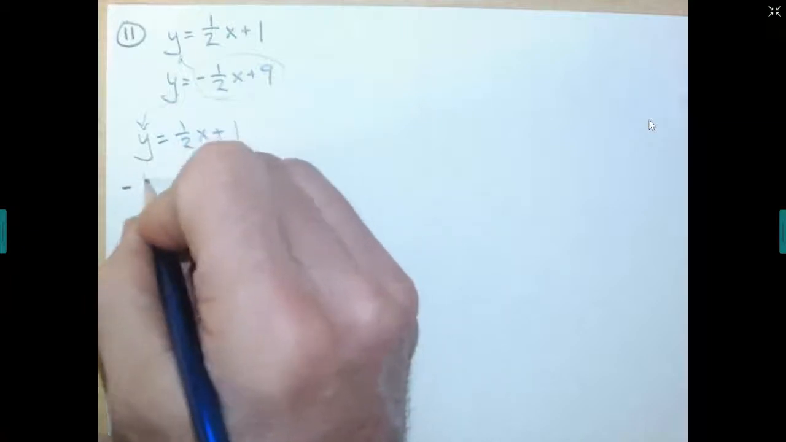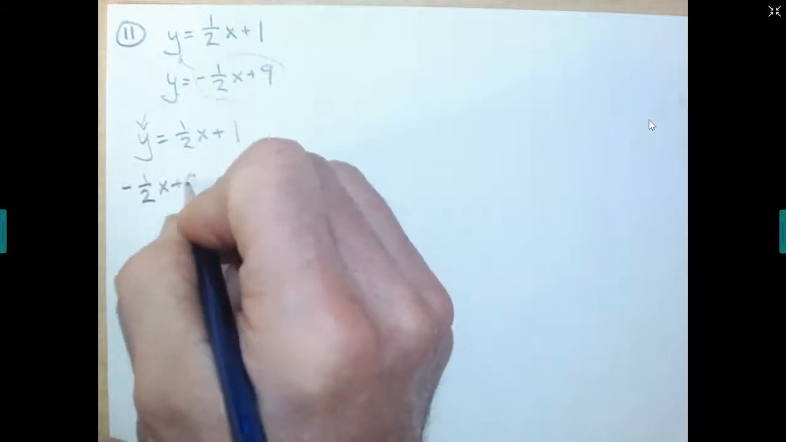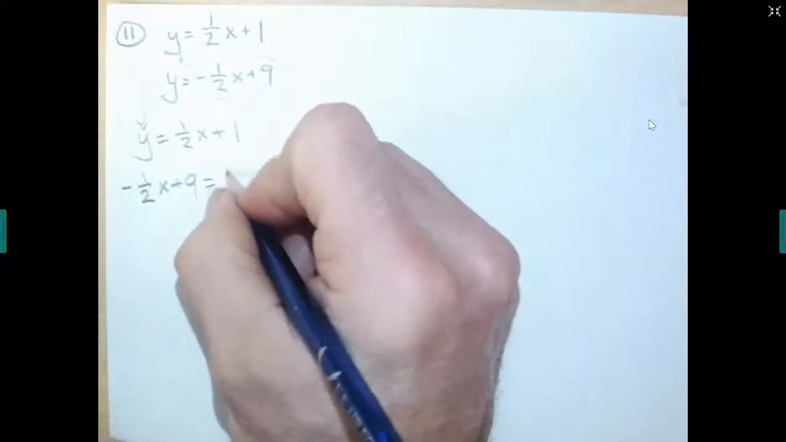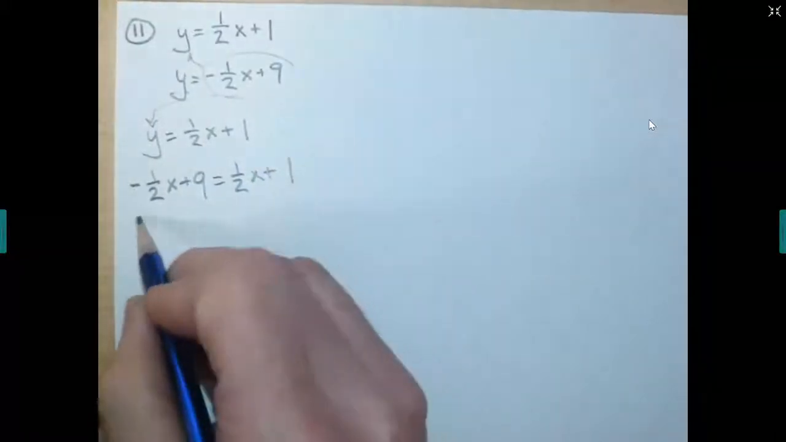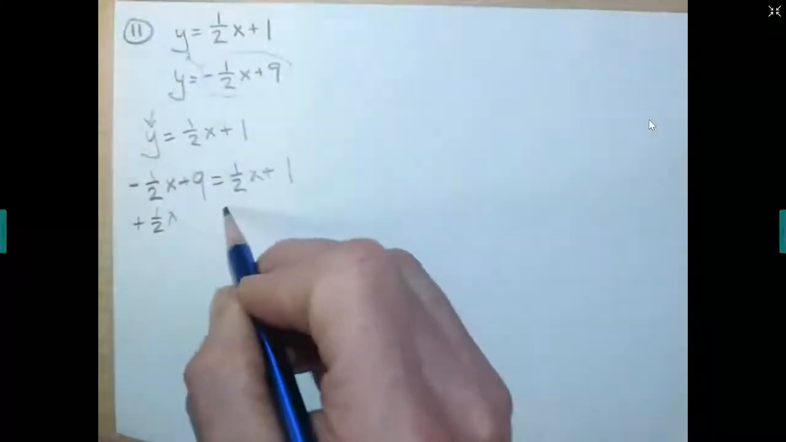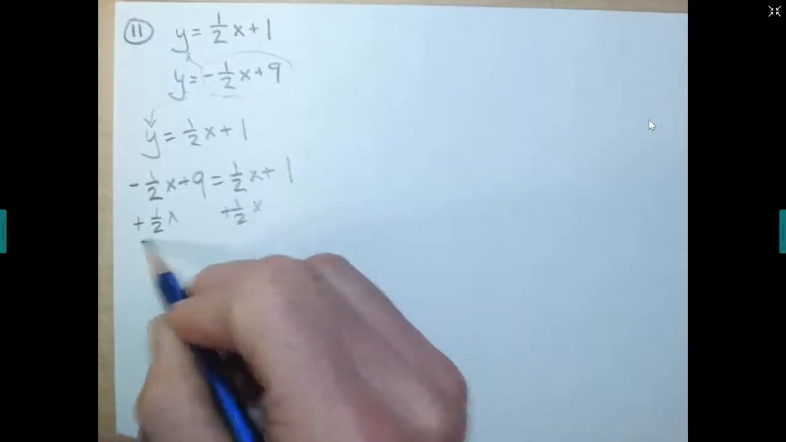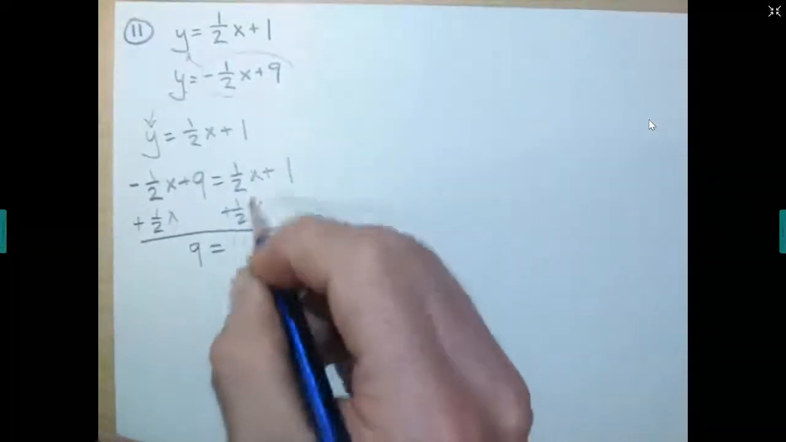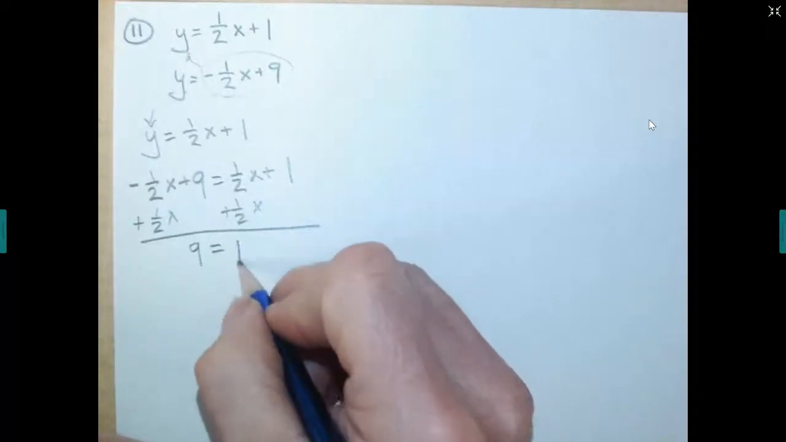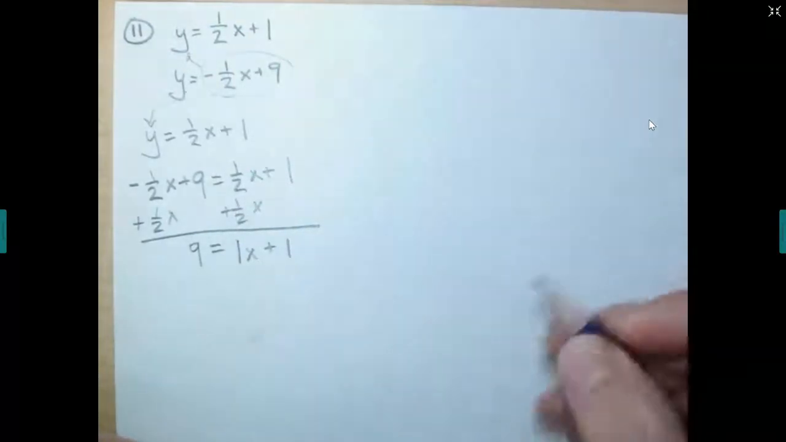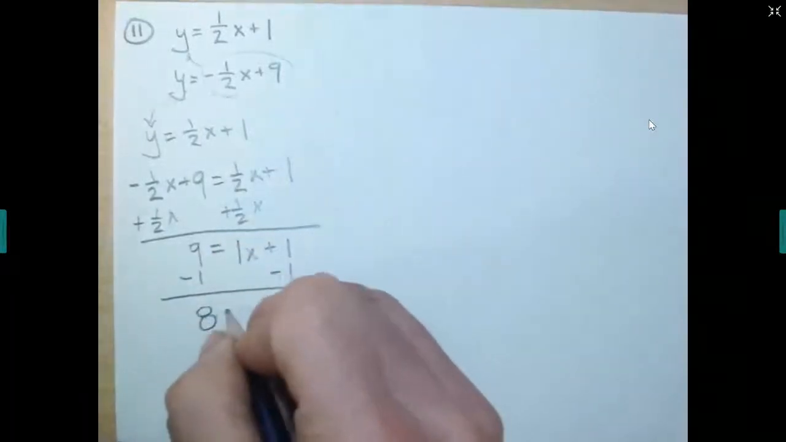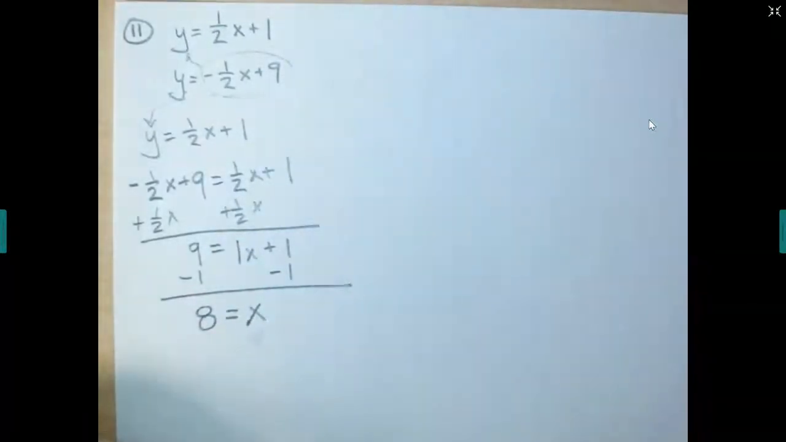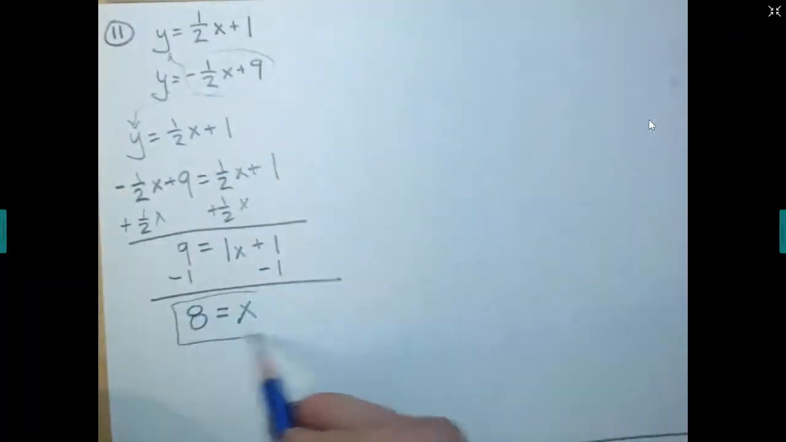So I'll initially write my first equation, and then I'm going to plug this in for y. So I have negative 1/2 x plus 9 equals 1/2 x plus 1. So I'm going to move around, so I have all my x's on one side. So I'm going to add 1/2 x, add 1/2 x, I get 9 equals 1/2 plus 1/2 is 1, x plus 1. Minus 1, minus 1, I get 8 equals 1x, which is x. X equals 8.